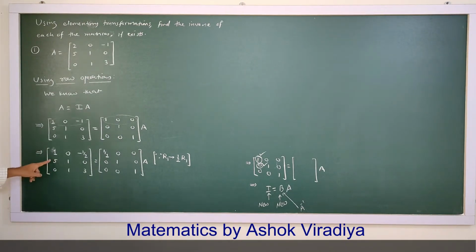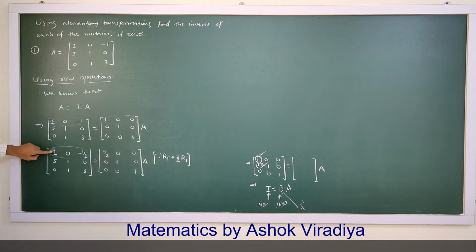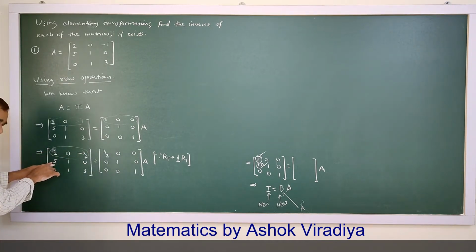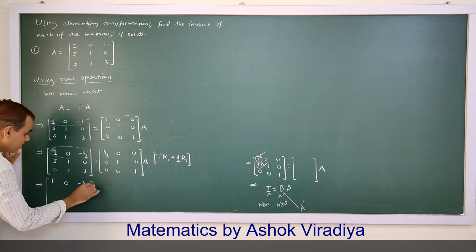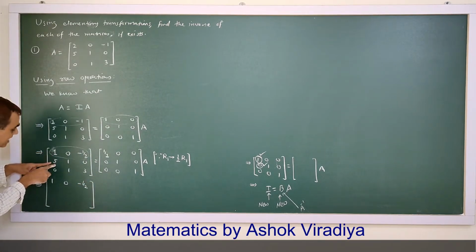So what do we do? To get 0 here, first row multiply by 5 and subtract in second row. So this will be 0. First row multiply by 5, subtract in second row. 1, 0, minus 1 by 2. Now this I am multiplying by 5 and subtracting here. So this will be 0.